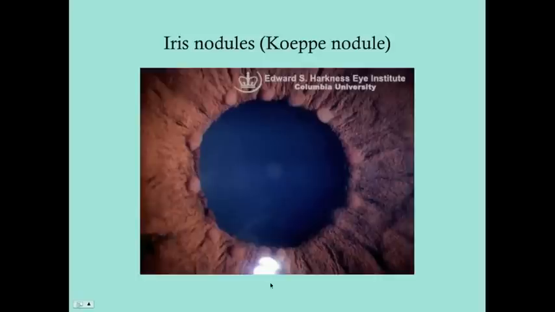These are called Koeppe nodules. You see them along the inner margins of the iris, and these are associated with anterior uveitis.